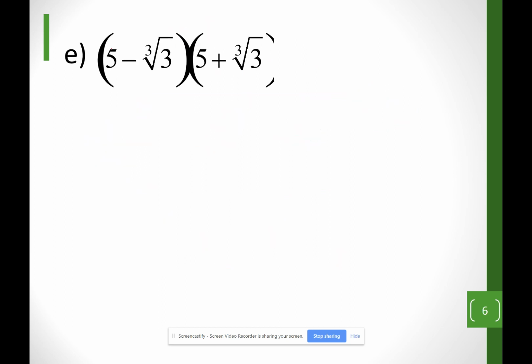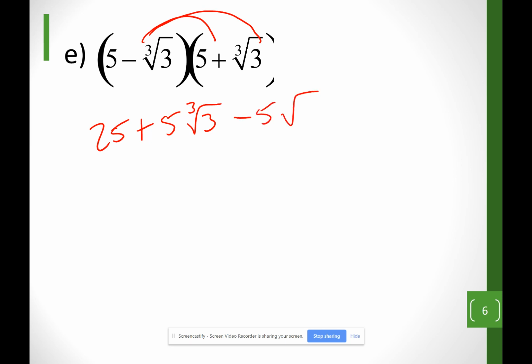Let me work this one out. Let me distribute the 5 to the second parentheses. 5 times 5, that gives me 25. Times the cube root of 3, that gives me 5 cube root of 3. Remember, a whole number and a radical we cannot combine. Now, let me distribute this negative radical. Keep in mind I call it negative because of the negative sign in front of it. Negative cube root of 3 times 5 gives me negative 5 cube root of 3.